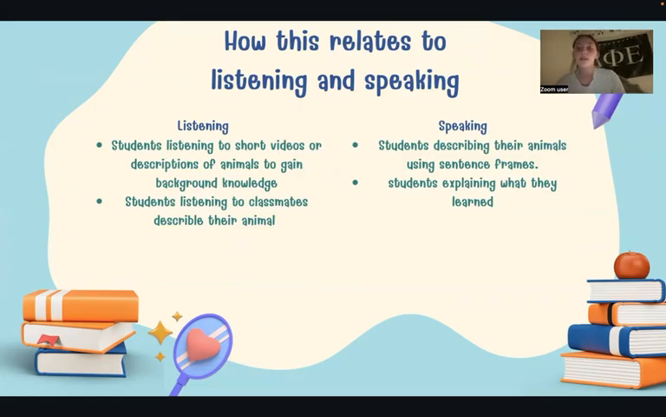And then for speaking, the students would describe their animals using sentence frames. Obviously that's them speaking to their classmates and practicing that. And then also them explaining what they learned really brings it all together with the speaking portion.